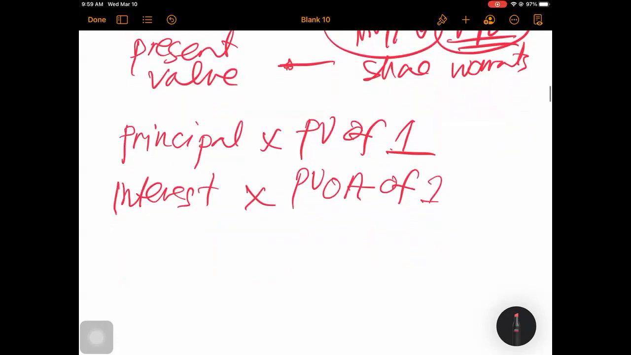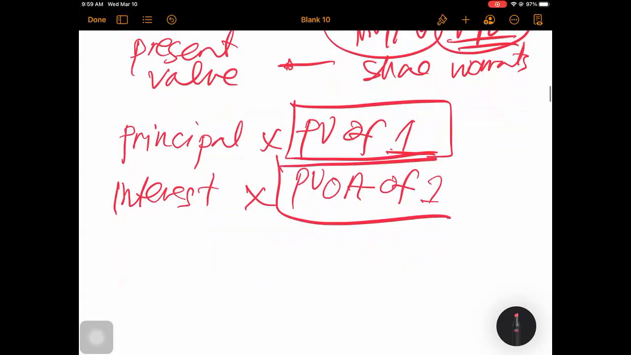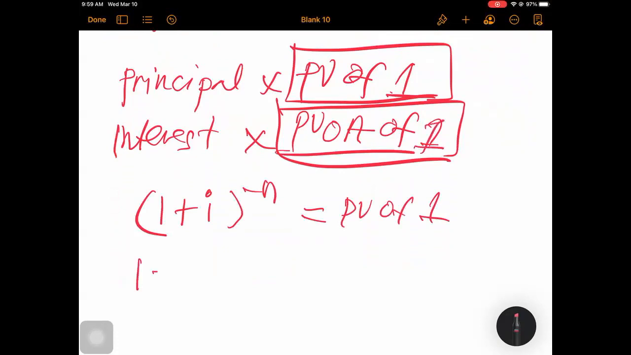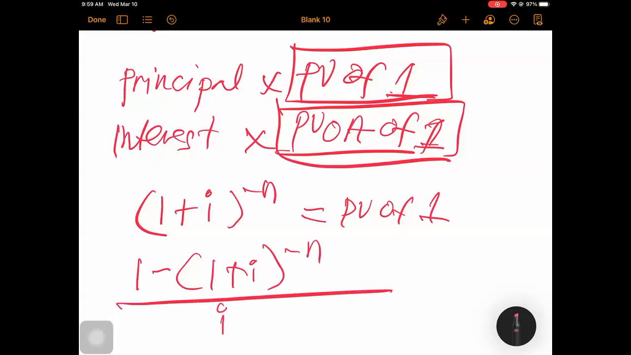So how do we compute the present values? Diba kaning PV of 1, PV of ordinary annuity of 1, we have formula. So PV of 1, that's (1 plus effective interest rate) raised to negative n. How about the PV of ordinary annuity of 1? That's 1 minus (1 plus effective interest rate) raised to negative n, over i, the interest rate. So that's PV of ordinary annuity of 1.